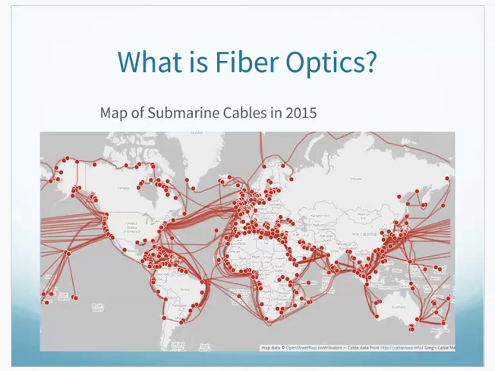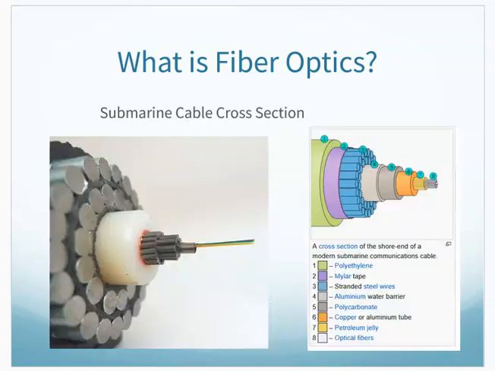Here's a reminder, this was a map of different fiber optic cables connecting continents back in 2015. And then this is the type of fiber optic cable that is actually installed there. There are all kinds of layers of water protection and shielding and even armoring to protect the fibers inside. Just giving you an idea of the cross section there.